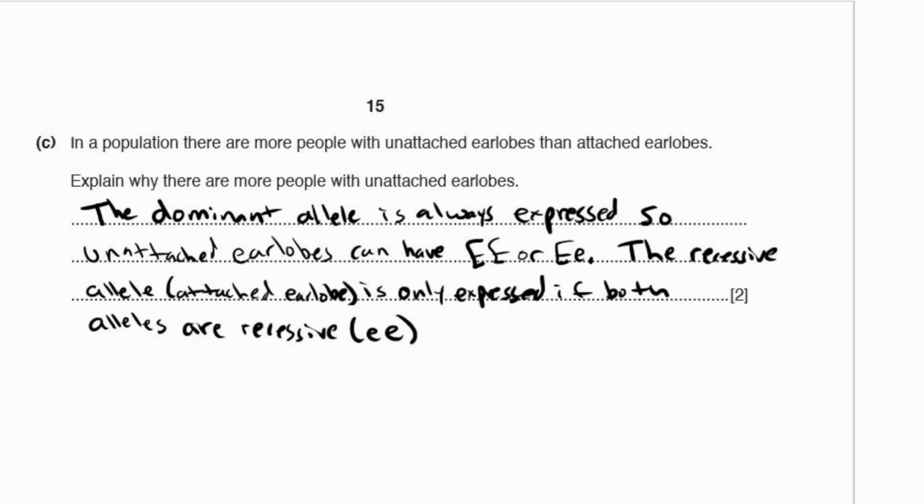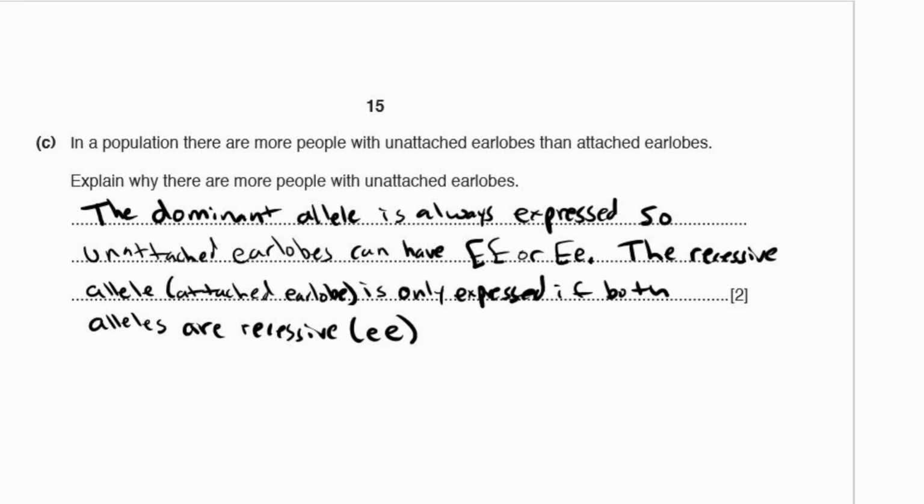Now the recessive allele for the attached earlobe is only expressed if both alleles are recessive, so small e, small e. So the complete answer: the dominant allele is always expressed, so unattached earlobes can have capital E capital E or capital E small e, and the recessive allele, the attached earlobe, is only expressed if both alleles are recessive, small e, small e. There we go.